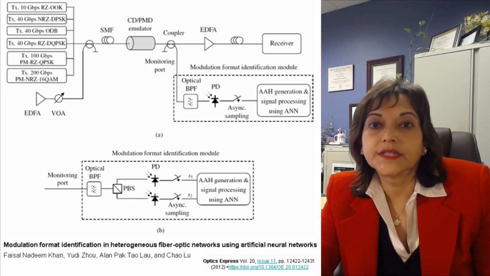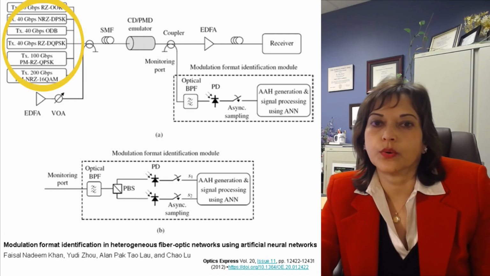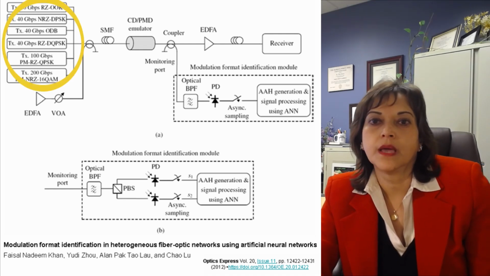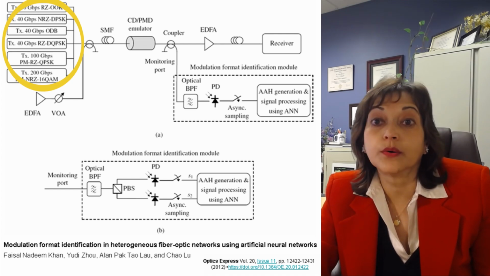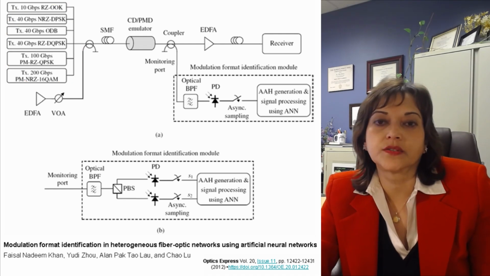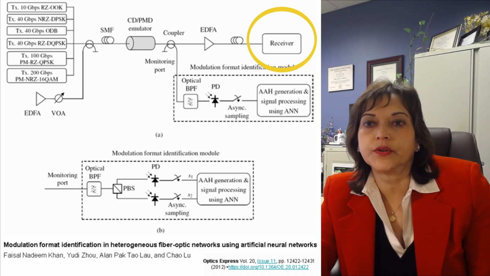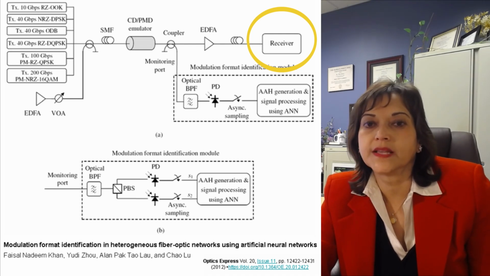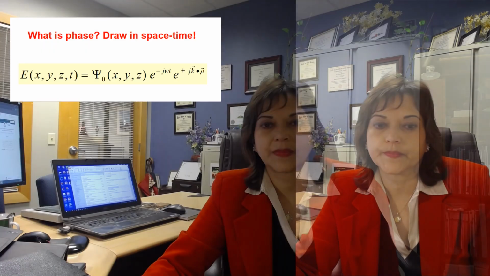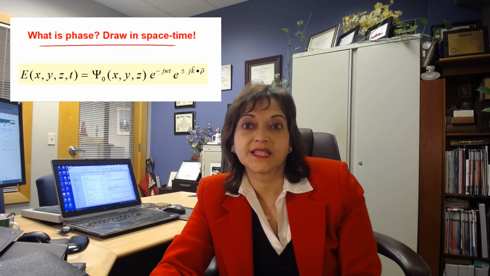Then there are other data bundling techniques such as quadrature amplitude modulation or quadrature phase shift key modulation techniques, and now coherent techniques where data are coded in various phases of the laser beam or pulse, and all such data are recovered by detecting the different phases in the receiver. But what is phase? Can anyone draw phase in space-time?